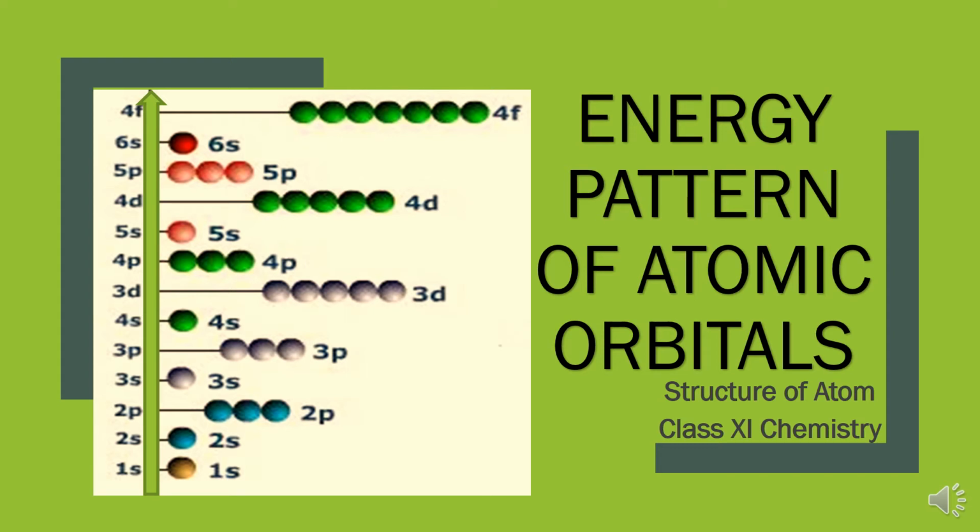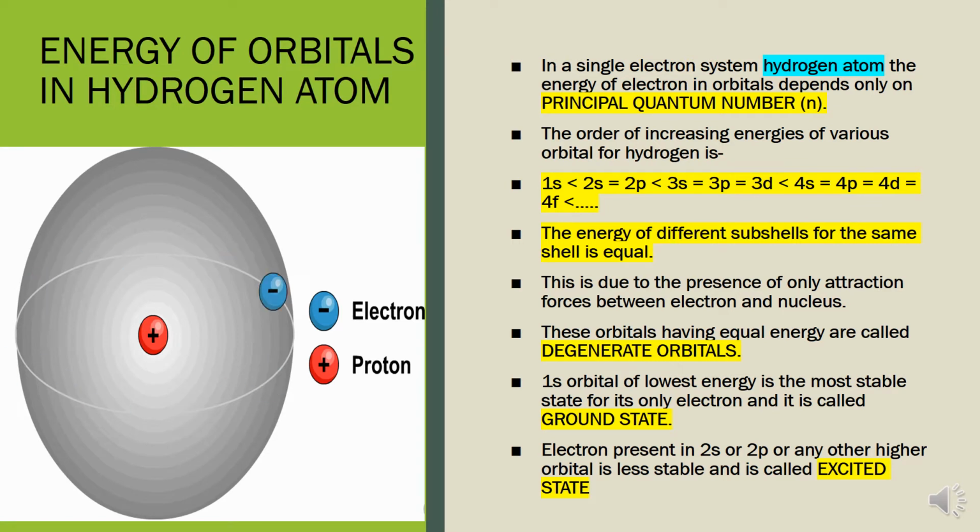Good morning, students. After discussing structures of various atomic orbitals, the next step is to understand how they are arranged in order of energy. That means, with increasing distance from the nucleus, how the energy of these orbitals changes. So let us discuss this. First, we'll discuss the energy pattern of orbitals in the hydrogen atom.